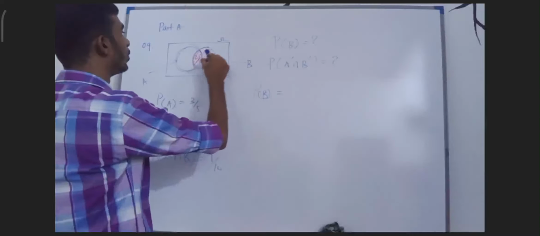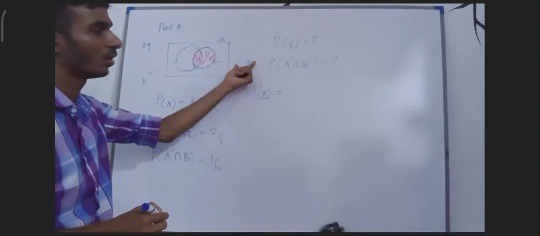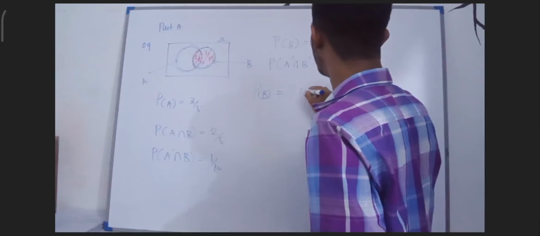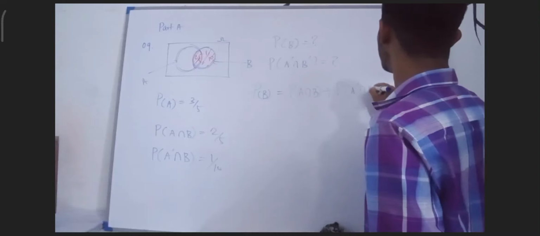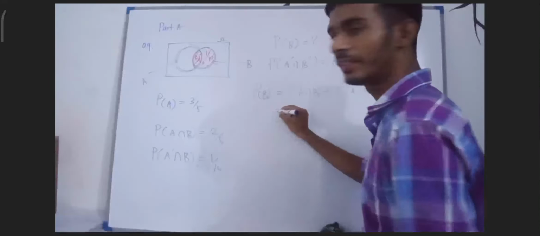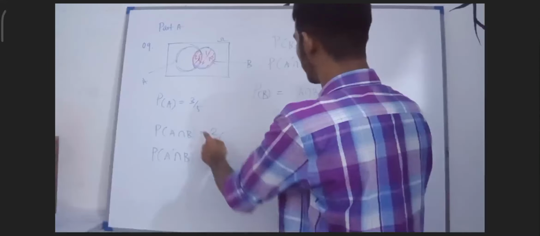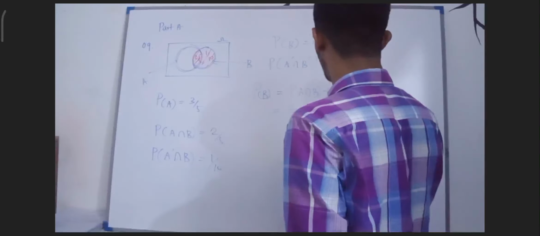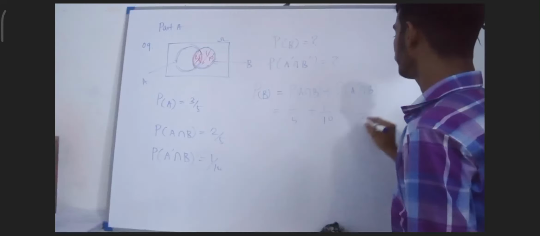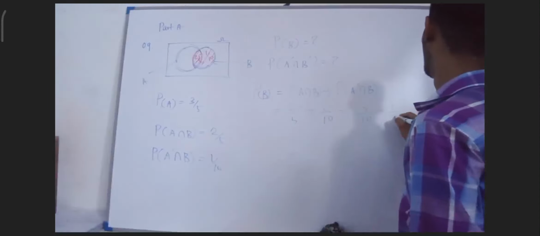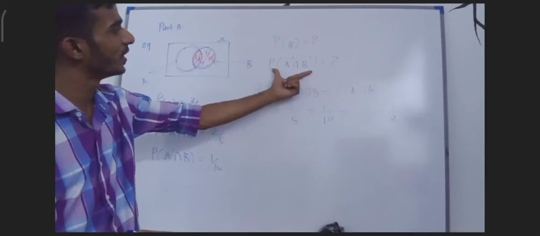Now very simple, right? If I add these two portions, I will get the area of B. So probability of B, I can write probability of A intersection B plus probability of A dash intersection B. So this is the equation. After that, just substitution. So that is 2/5 plus 1/10, that is equal to half, is the answer. And after that, I have to find out probability of this one.